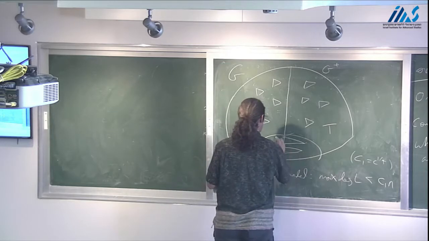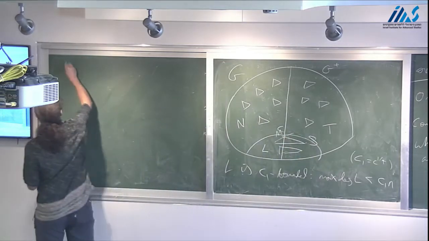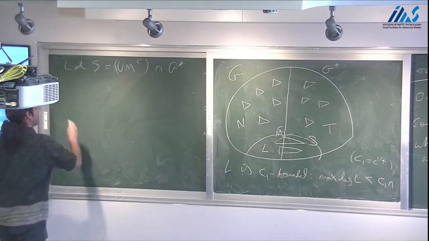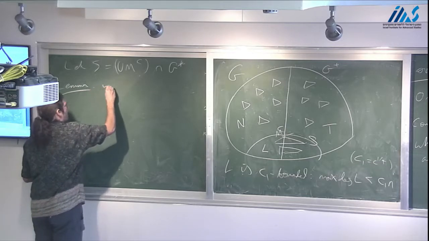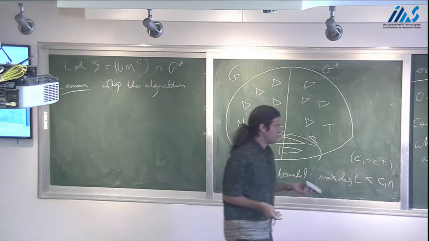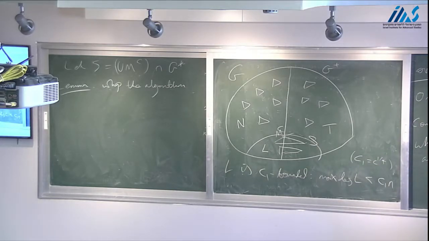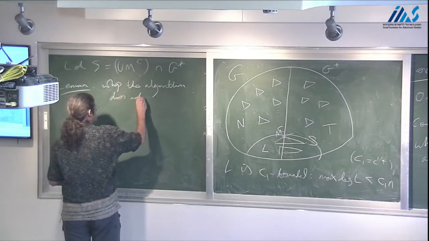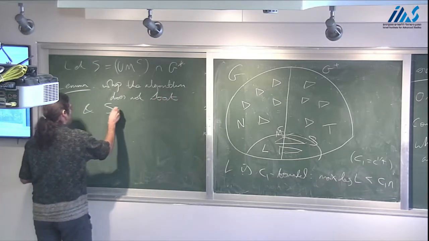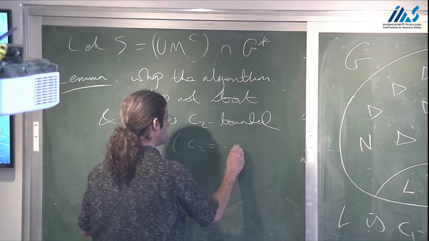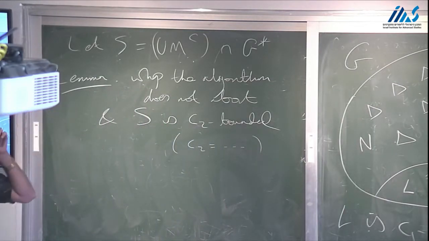And then we get this spill. So this is M_C, and we get the spill S. Let S be the union of M_C intersect G star. And then what do we want to prove about this? The lemma: with high probability the algorithm, I should say, if there's no such triangle, then the algorithm has to abort. So with high probability the algorithm does not abort, and S is C2 bounded for some C2. We'll calculate C2 when we see the proof.